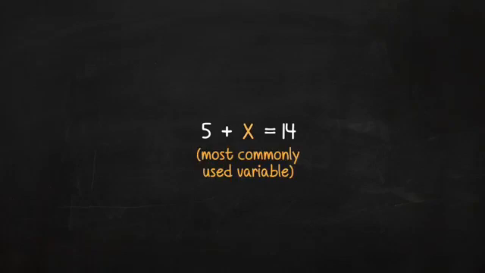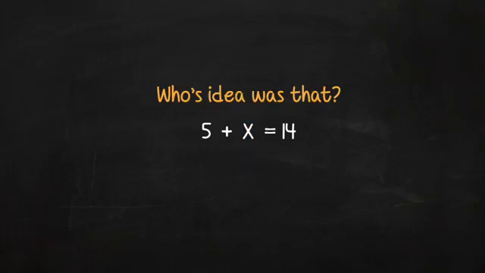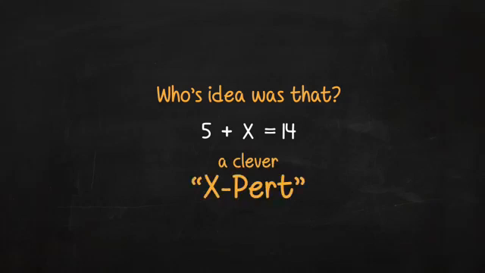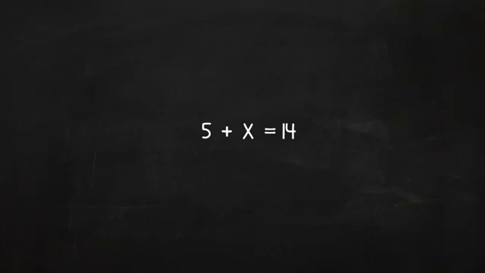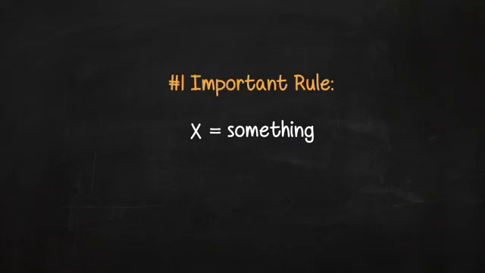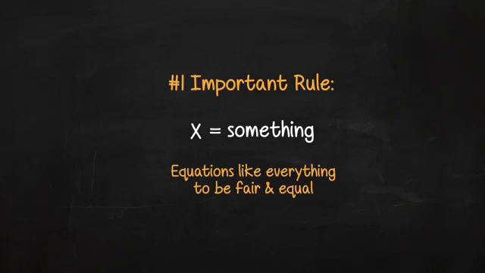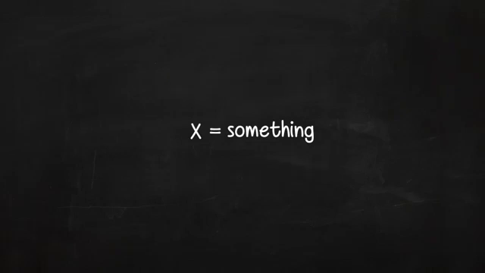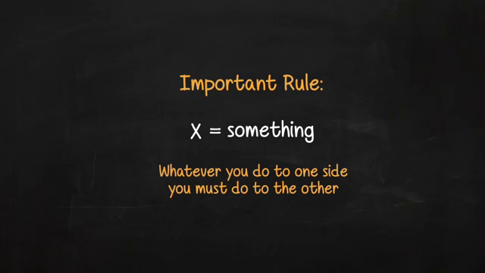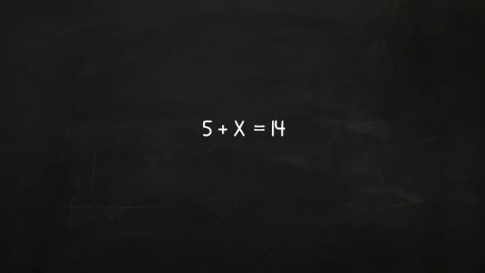X is the most commonly used variable, and whose idea was that? A clever expert. Now that you have an equation, it is your job to solve it by finding what the variable X stands for. You want your equation to look like this: X equals something. Now, it isn't that hard. Just follow this one very important rule. Equations like everything to be fair and equal. So, here's a very important rule. Whatever you do to one side, you must do to the other.